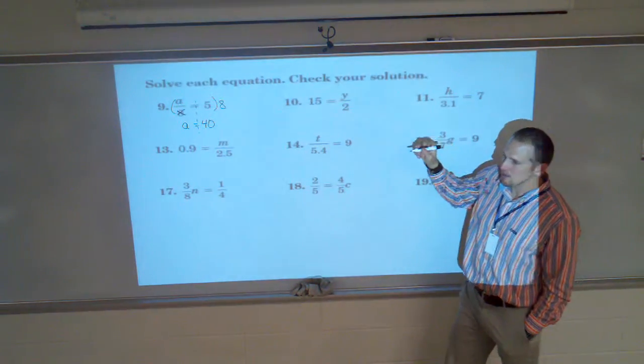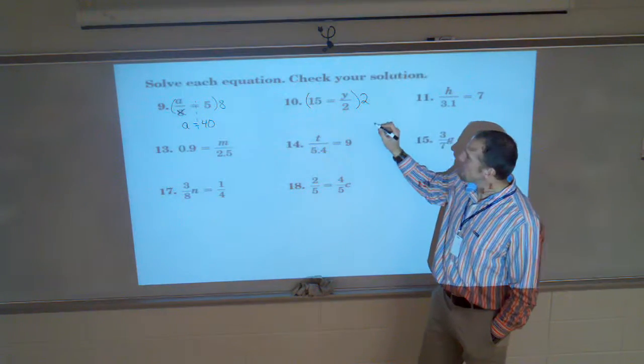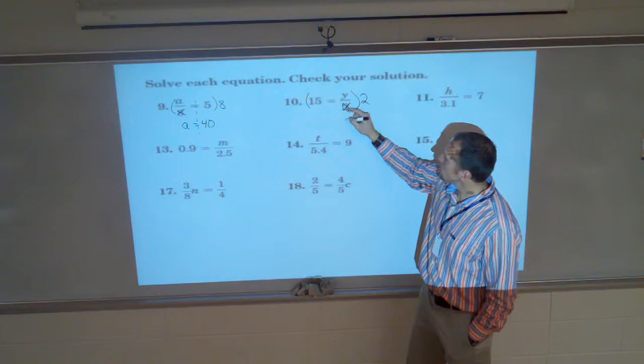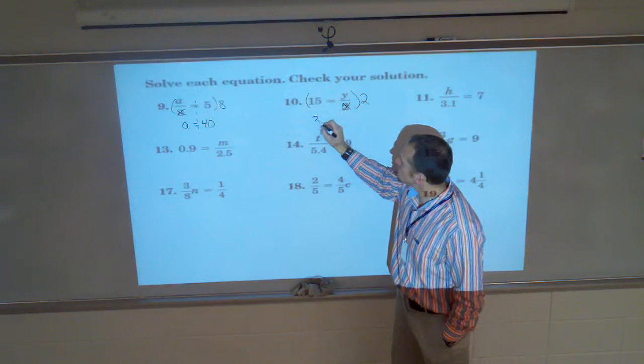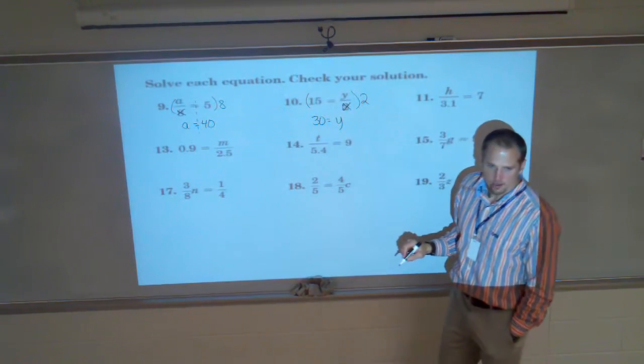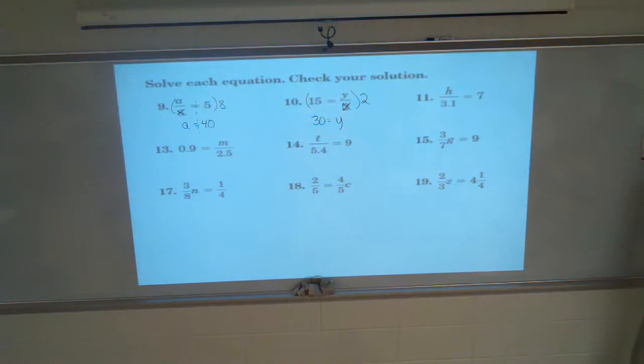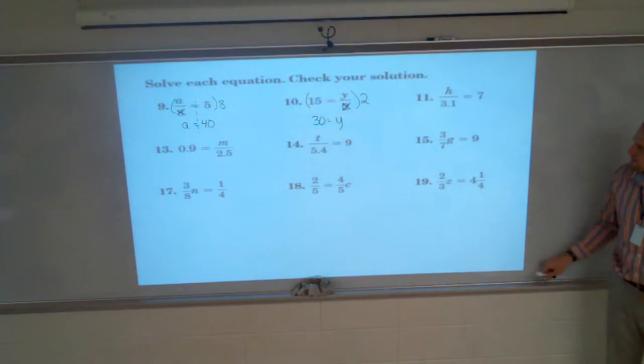Over here, 15 equals y divided by 2. Cheyenne, what's my step? Multiply both sides by 2. This will cancel. 15 times 2 is 30 equals y. Everybody do number 11 for me. You can use a calculator if you have it.